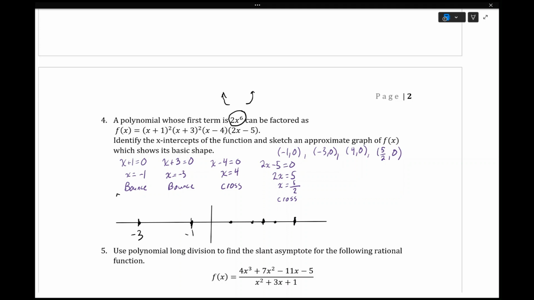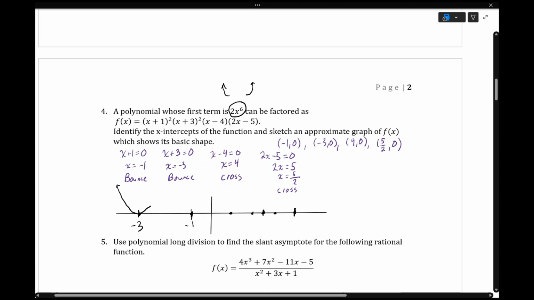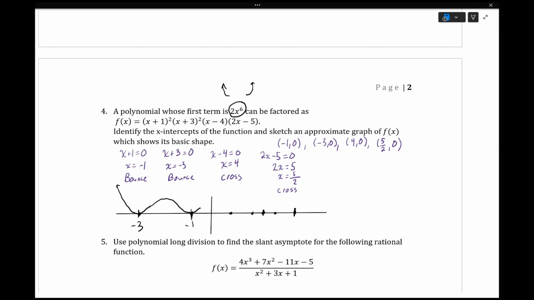So this graph will start up here on the left and come down to this negative 3. We know it bounces since the factor is squared. It turns around, it bounces at negative 1. And then at 5 halves, it's going to cross, and at 4, it's going to cross because those are degree 1 factors. Once again, this is super rough. All I'm looking for are x-intercepts.